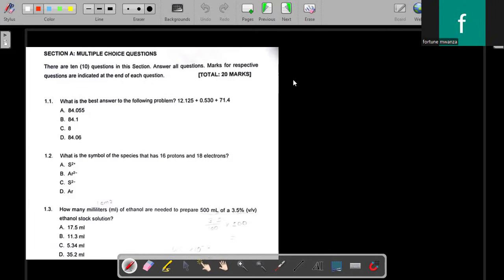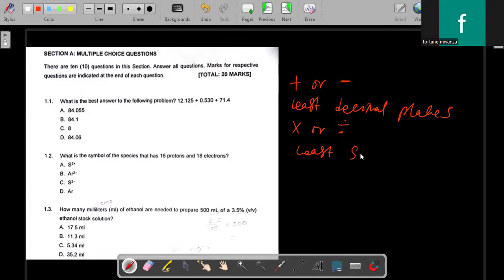When you are adding or subtracting numbers, you leave your final answer depending on the least, so you follow the least decimal places. When you are multiplying or dividing numbers, you follow the one with the least significant figures. So this is the concept. Now here we are adding these three numbers, so our final answer should follow the one with the least decimal places.